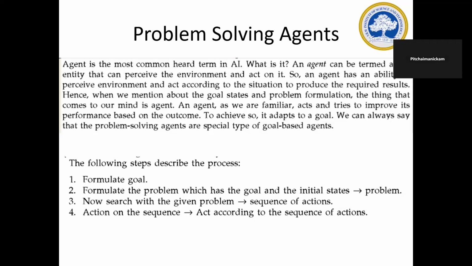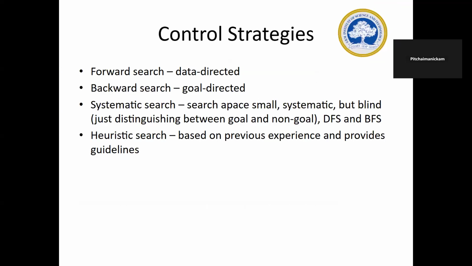And the next one is the action on the sequence. So what are all the set of actions that should be represented for our problems? Based on the sequence of actions, we are able to find the solution for this. This is one more important piece of information. Another thing is the control strategies. What are all the control strategies that should be supported for finding their solutions in the general search algorithm?